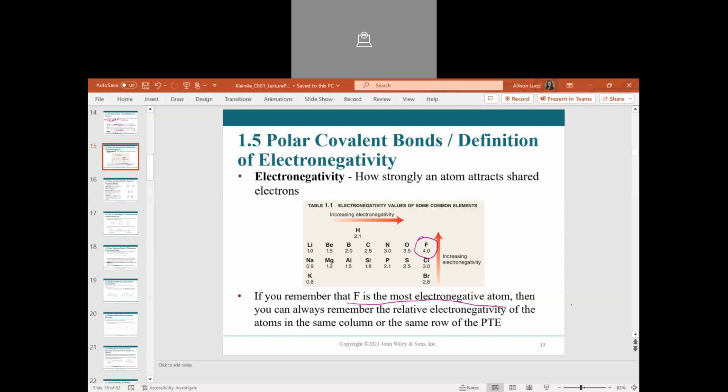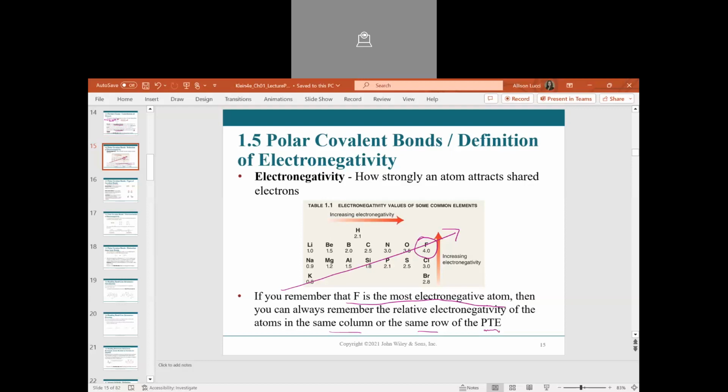So we can see oxygen's right next door. That is about 3.5, and it goes down as we get further and further from fluorine. So the general trend is, if you see these increasing lines, they increase in this way, from the bottom left to the top right. So you can always gain relative electronegativity values for atoms in the same column or the same row of the periodic table of elements. So even if you don't know exact values, you can always make some generalizations.